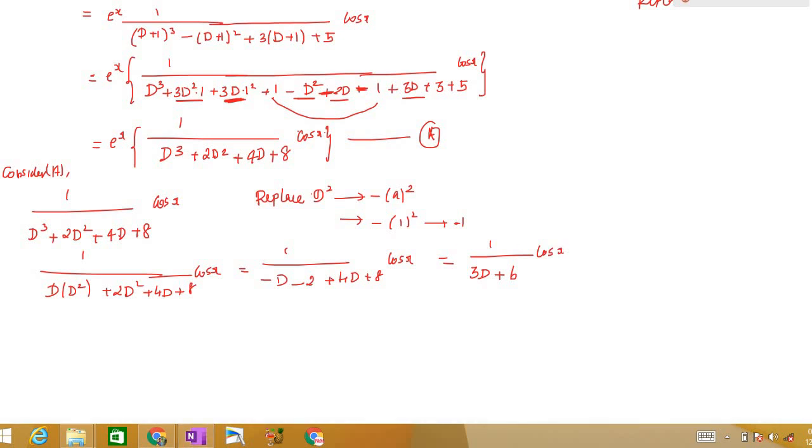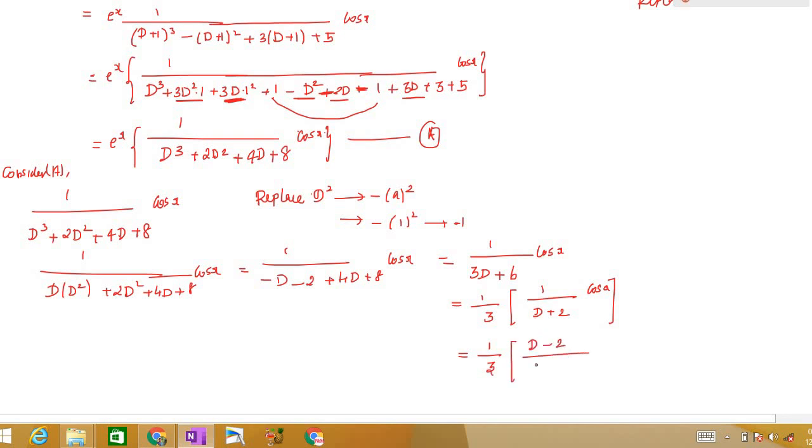Now we can do this very easily, right? Now I will take the conjugate. Before that I can also take 1 by 3 outside, and this will be 1 by 3 times 1 by (D plus 2) cos x. Now you have to take the conjugate here. So you can see it is type 2 case 2.